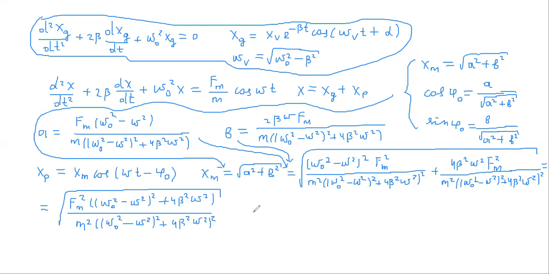And we can make some simplifications. So here we have the modulus of fm divided by m, and 1 divided by the square root of omega 0 to the power of 2 minus omega to the power of 2, all squared, plus 4 beta squared omega squared.